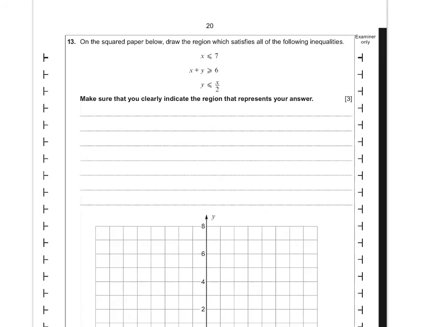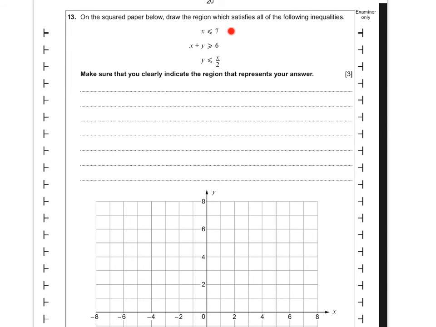Okay, so shading regions. The first one does exactly what it says on the tin. Well, I say that, we're treating all of these to have equals signs to begin with. Okay, so x is equal to 7, x plus y is equal to 6, and y is equal to x divided by 2. Okay, so finger on the x-axis.